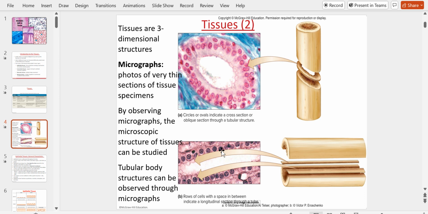So, tissues are three-dimensional structures. I'll always try to have an electron micrograph beside a cartoon.